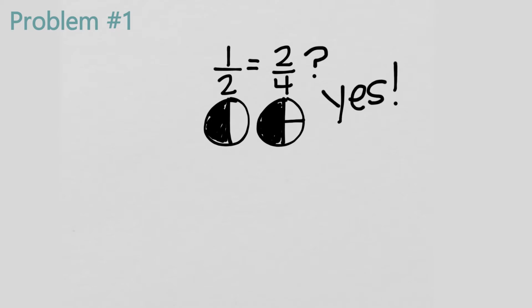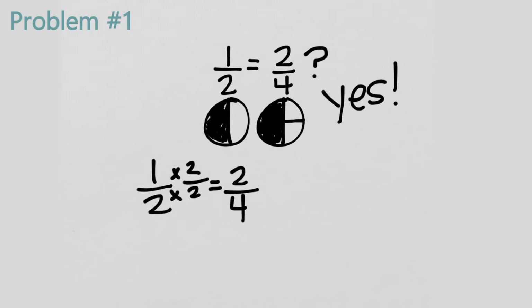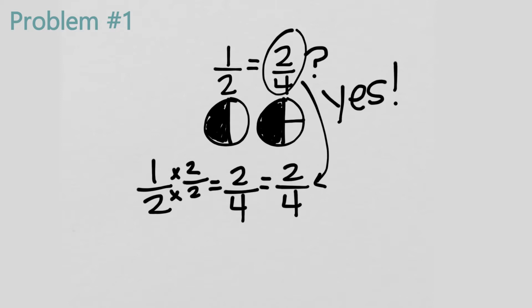Another way to check this, if you know anything about finding a common denominator, our 1/2 can change to 2/4 by multiplying our 1 by 2 and multiplying our 2 by 2, which 2 over 2 is equal to 1. So we're basically just multiplying 1/2 by 1. But we wanted to find a common denominator to our 2/4. And these are equal. So yes, these are equivalent fractions. Great job.